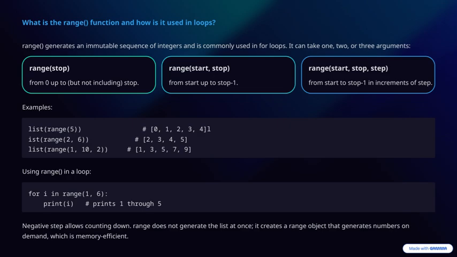You can use 1, 2, or 3 arguments. With one argument, it counts from 0 up to, but not including, the stop value. With 2 arguments, it counts from start up to stop minus 1. And with 3, it includes the step value, which determines the increment or decrement between numbers. Overall, understanding how range works helps you write more efficient and readable loops in your programs.